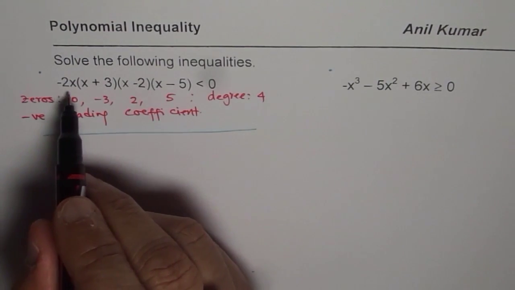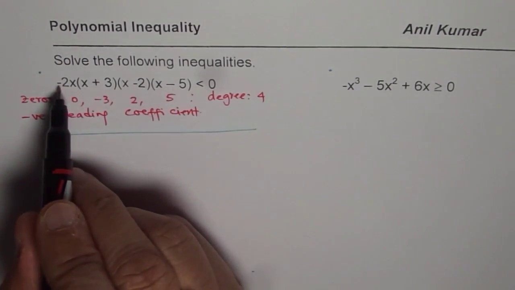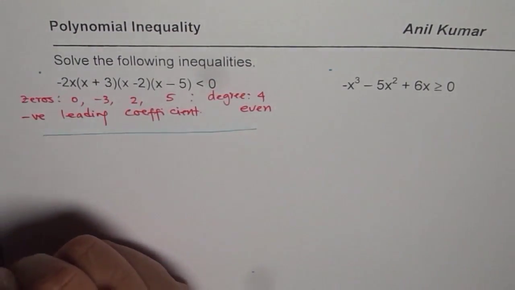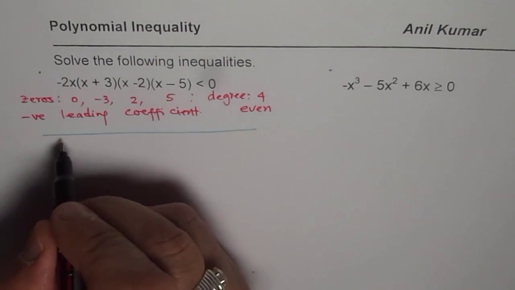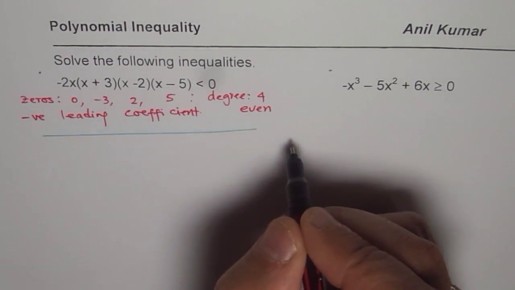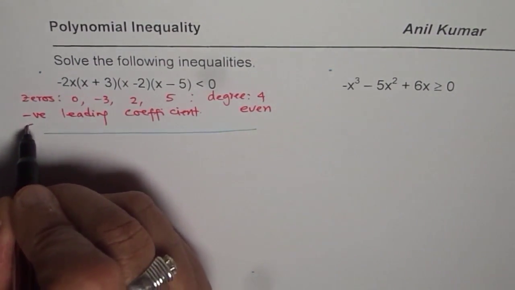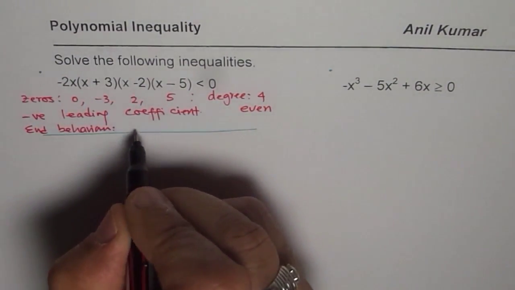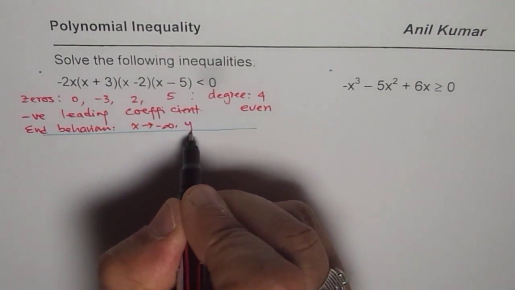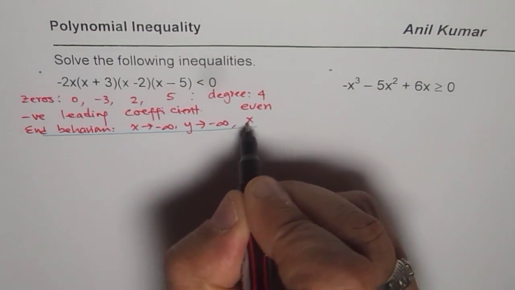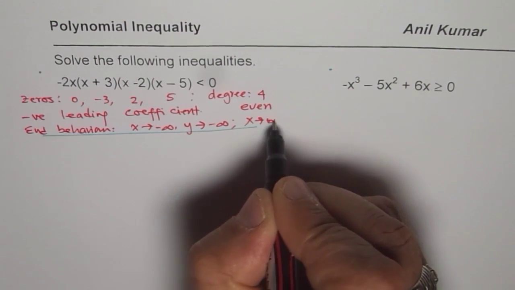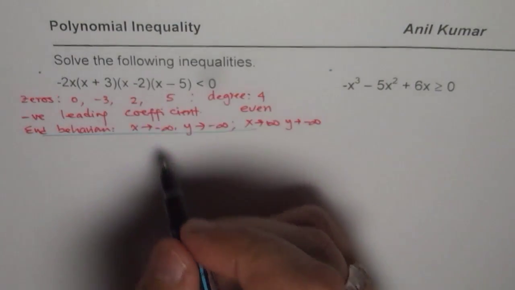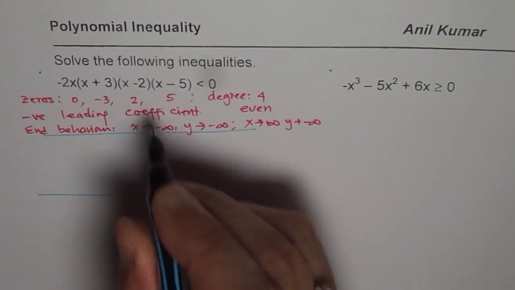If you draw the graph of this function, since it is even degree with a negative leading coefficient, the end behavior is going to be both sides down, correct? So the end behavior is: as x approaches negative infinity, y approaches negative infinity, and as x approaches positive infinity, y approaches negative infinity. That is the end behavior. From these characteristics we can sketch and get the diagram.